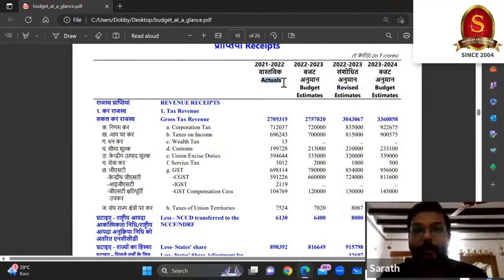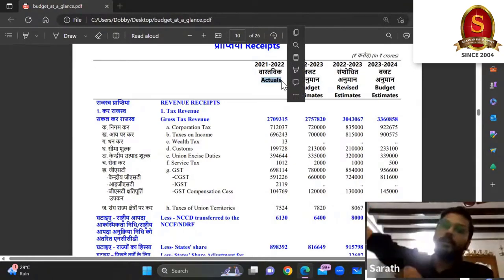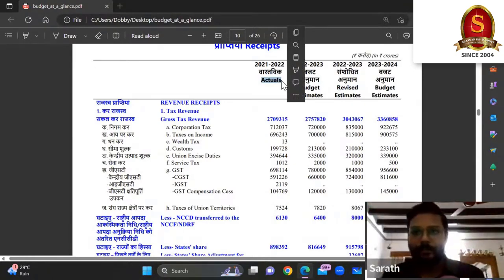And then they will present the actual data for 1 year before that. So there are three sets of data given there: data for the upcoming year, which is the budget estimate; data which revises the current estimate, which is the revised estimate; and data for the last year, which is the actual estimates, or actuals. I hope that clarifies your question.